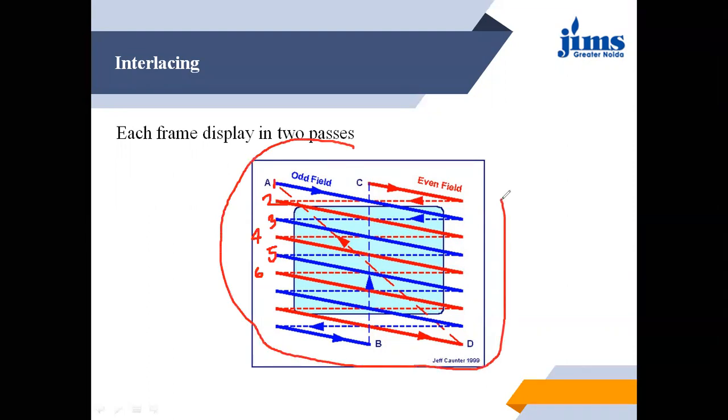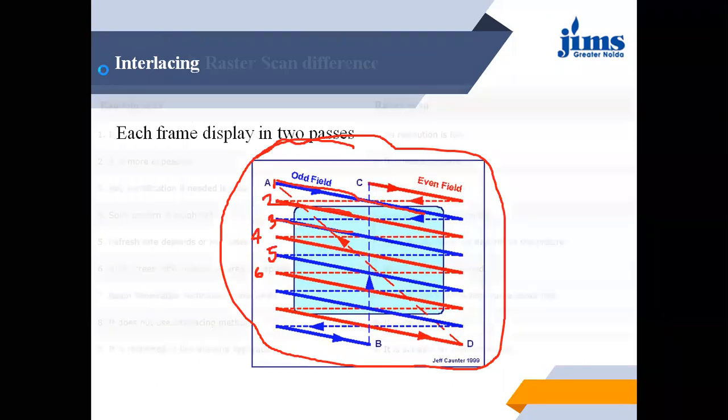Means the phosphorus coated screen is not displayed completely scan line by scan line, but in the first half all the odd scan lines are displayed, then in the second part all the even scan lines are going to be displayed. So this is also, yes, one more thing is left.